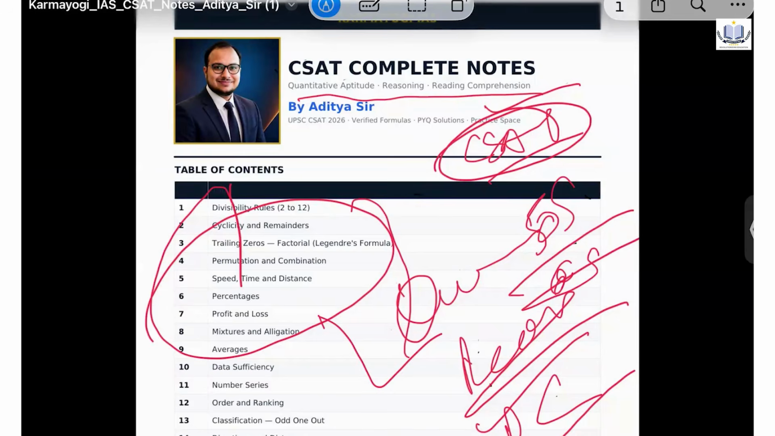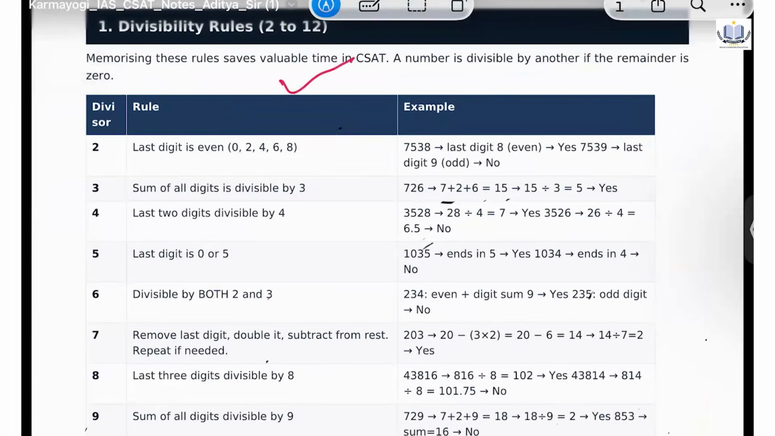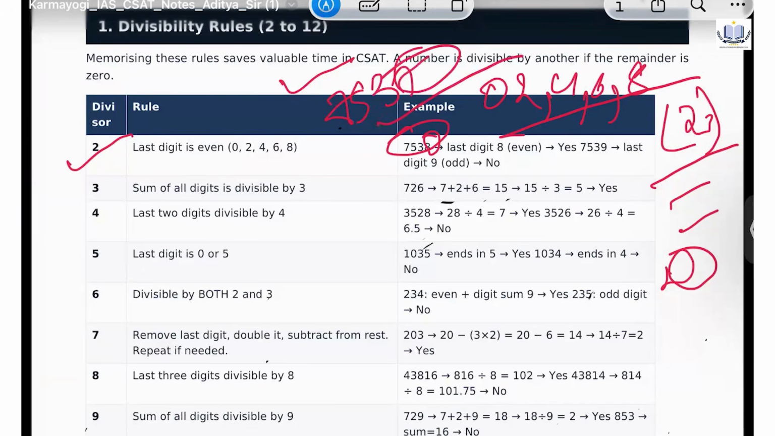So without any further delay, let's start our first topic, that is divisibility rule from 2 to 12. Now this is part of the number system, and number system gives you the most number of questions in the CSAT paper. Let's see the rule for 2. If the last digit is even, 0, 2, 4, 6, 8, the number will be divisible by 2. Let's take the example of 7538. The last digit is 8, which is even, so it will be divisible by 2. If it was odd, like 7537, then it will not be divisible by 2.